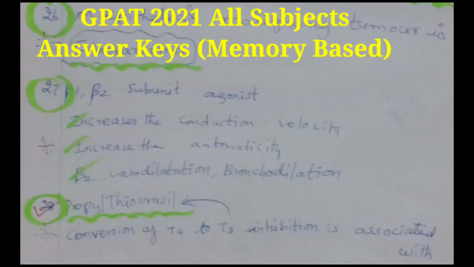Then non-epithelial malignancy tumor is fibrosarcoma. Then beta 1, beta 2 agonist: beta 1 increases the conduction velocity and automaticity, beta 2 causes vasodilatation and bronchodilation. Then the mechanism of inhibition of conversion of T4 to T3 is associated with propylthiouracil. Conversion of T4 to T3 inhibition is associated with propylthiouracil.